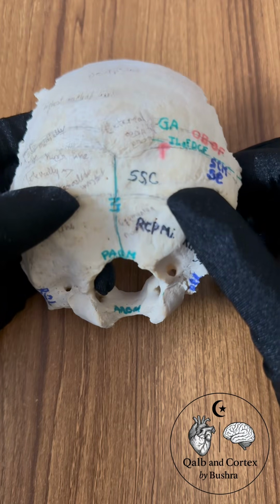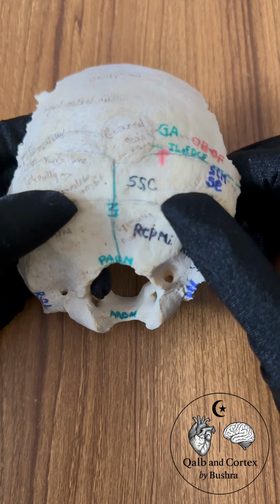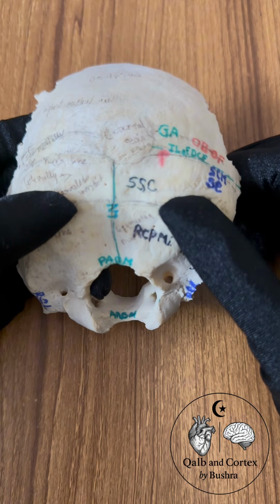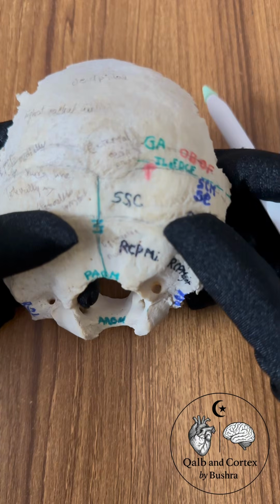This is the occipital bone, and today we'll be talking about the anatomy of the occipital bone, its important landmarks, and also the anatomical points of the occipital bone. So let's start. The occipital bone has three parts.